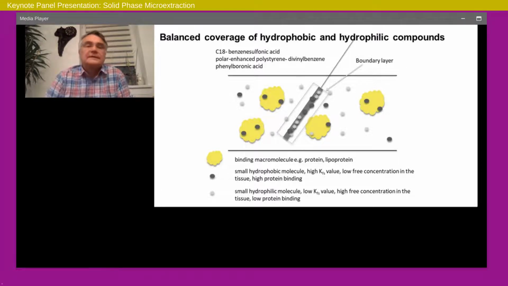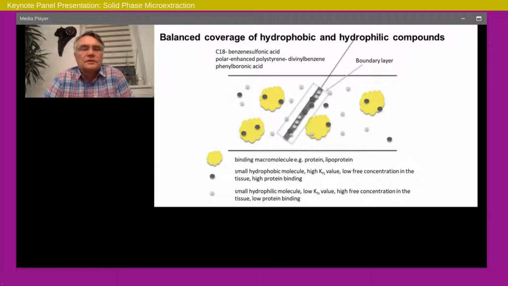Now, in addition, this technology works very well from a practical point of view, and produces so-called balanced coverage of hydrophobic and hydrophilic compounds at the same time. This means we can extract compounds of different log P, as long as the sorbent has high enough polarity to go very deep in the polar range. So basically, why does it happen?